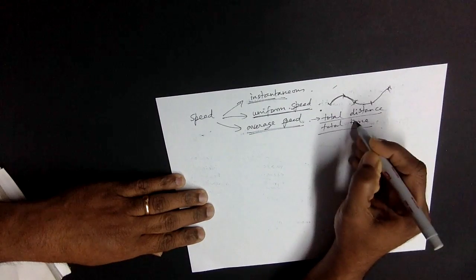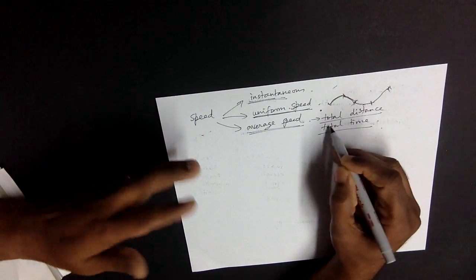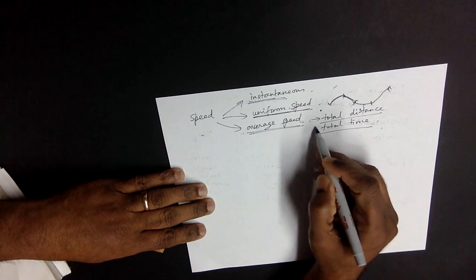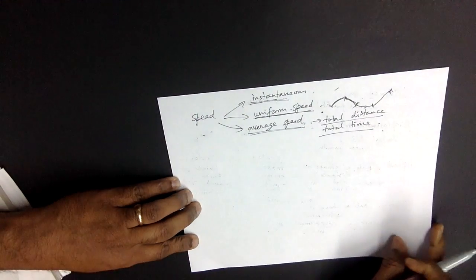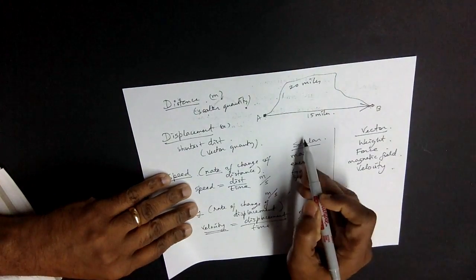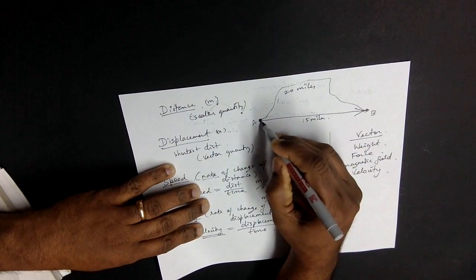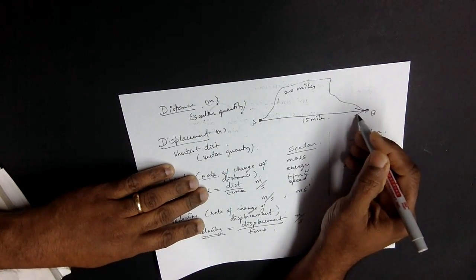Total distance over total time. That's called average speed. So you may not be moving at that average speed at all, but still we call it average speed. Like for example, in this case, you move from A to B 20 miles in 1 hour.